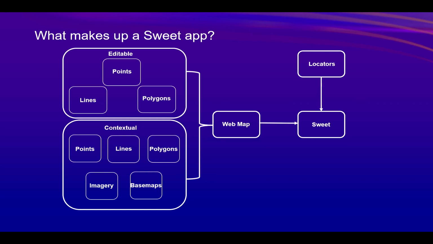So before we have a look at a fully configured BNG application, let's remind ourselves of what these apps are made up of. So all Suite apps are driven by a web map, and this is saved in the contents of your ArcGIS Online or ArcGIS Enterprise account. And like all web maps, this is comprised of layers of contextual data, like imagery and base maps, as well as editable data layers. And these are the points, lines, and polygons that make up the data we use in our workflows.